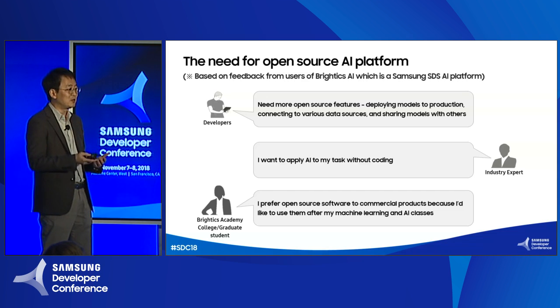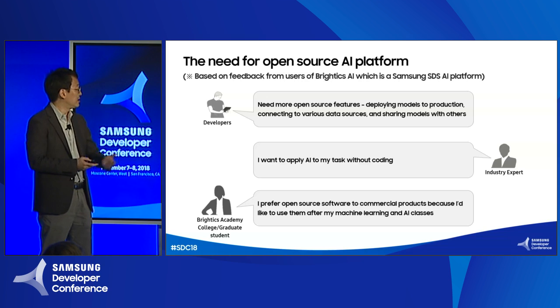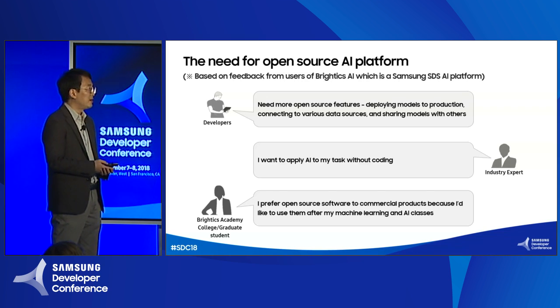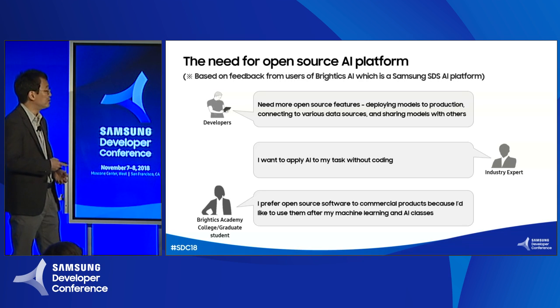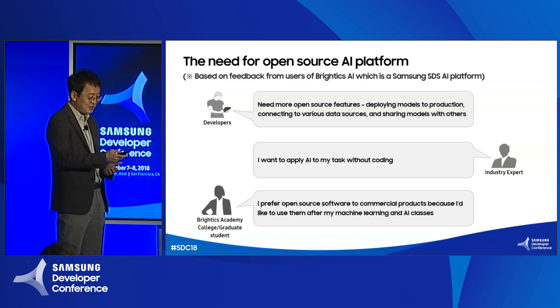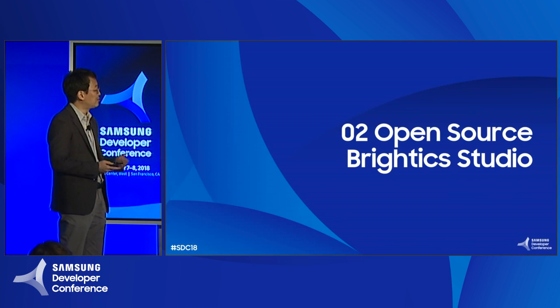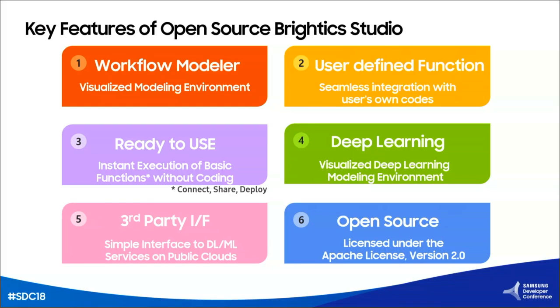Whereas if it's commercial software, then there's a license limitation that you cannot use it after class. So for these cases, open source is needed. Based on this motivation, these trends, and the feedback from the users, we open sourced our Brightics Studio. So what is it? It has 6 features.